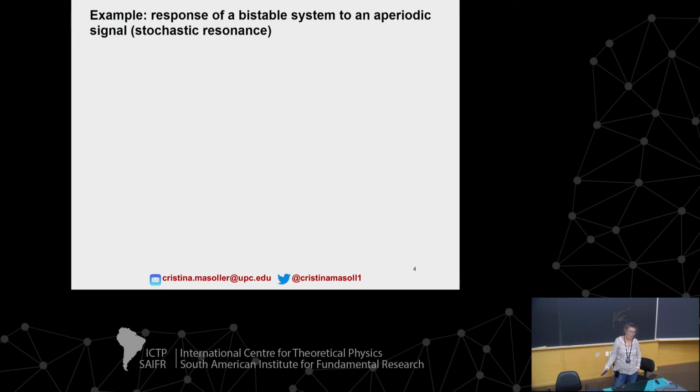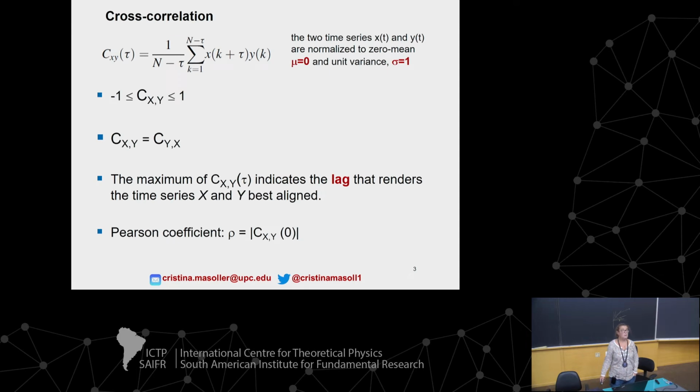Let me give you an example. Go back to this. Yes? How to... I think you are asking about how to select the tau. Yes, yes. Maybe how to choose this value here. Yes? I'll give you an answer in a minute.